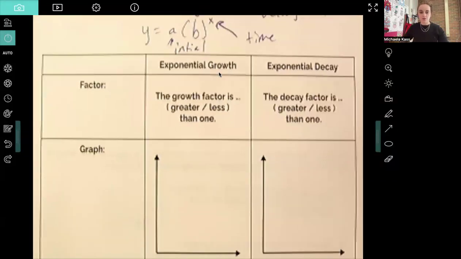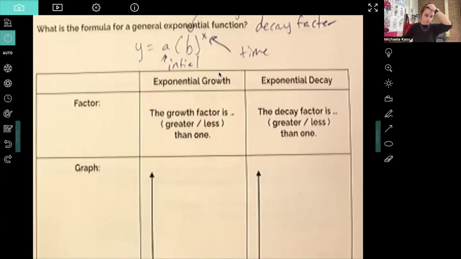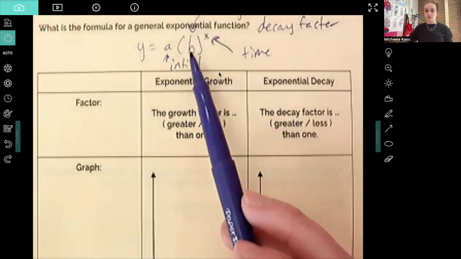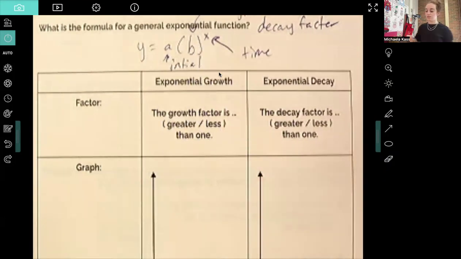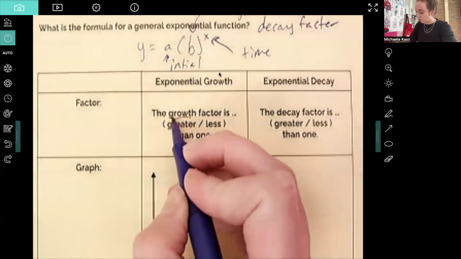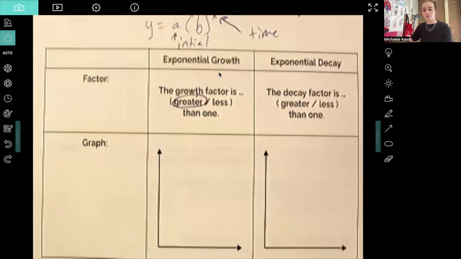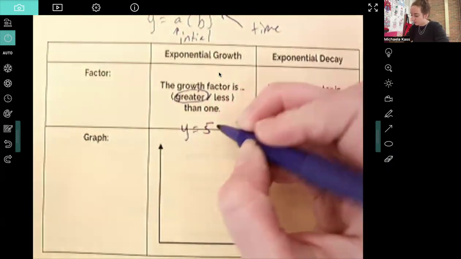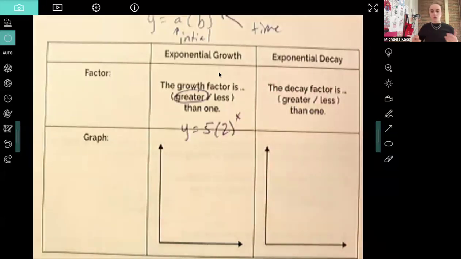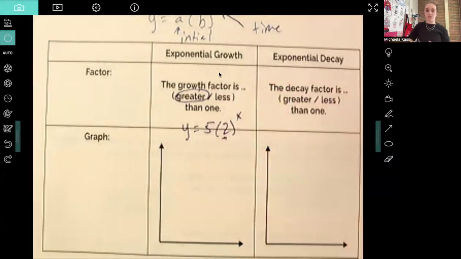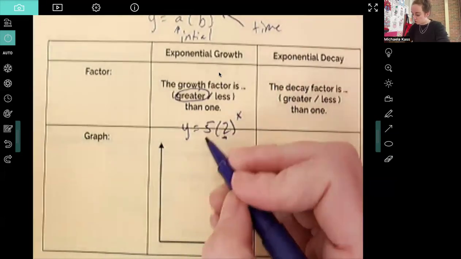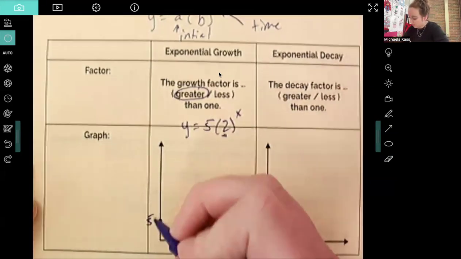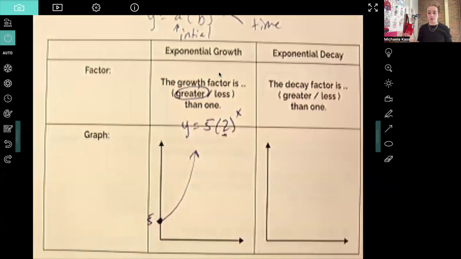Okay. So now it looks like we have two questions here. Exponential growth, exponential decay. Is this factor greater than 1 or less than 1 when it's exponential growth? The answer is it's always greater than 1. So down here, we're going to do an example. I'm going to make up an equation: y equals 5 times 2 to the power of x. 2 is greater than 1, so this means it's doubling every time. My initial is 5, so I could put a dot at 5 right here, and it is doubling every time, so it will shoot up. That's just a quick sketch of this.